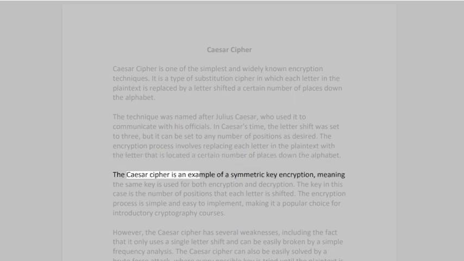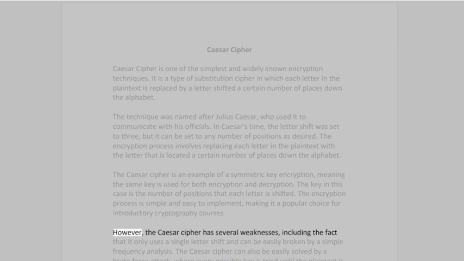The Caesar cipher is an example of a symmetric key encryption, meaning the same key is used for both encryption and decryption. The key in this case is the number of positions that each letter is shifted. The encryption process is simple and easy to implement, making it a popular choice for introductory cryptography courses.